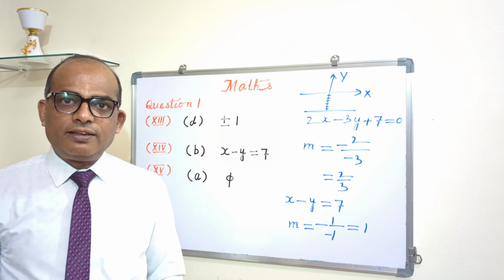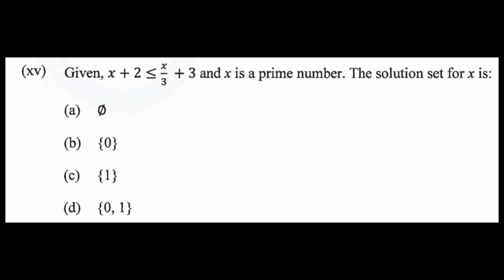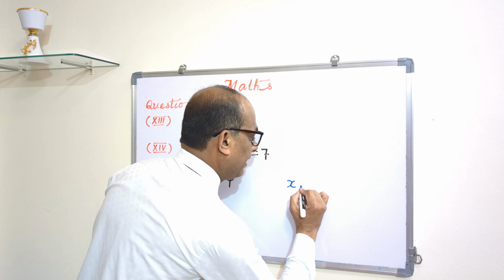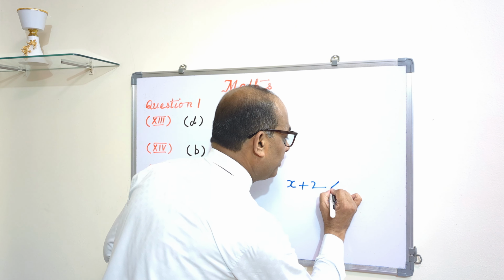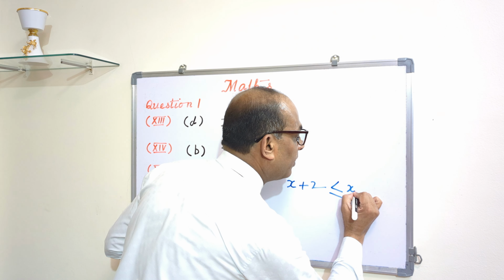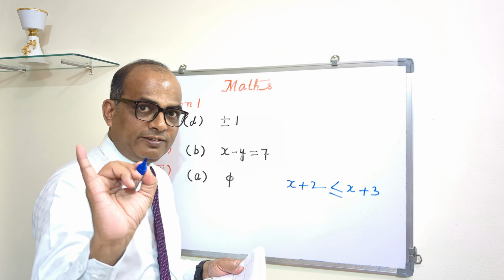Now the next question is the 15th sub question, and the question is, given x plus 2 is less than or equal to x upon 3 plus 3 and x is a prime number, the solution set for x is, 4 options are given and we have to find out which option is correct. X plus 2 is less than or equal to x upon 3 plus 3. X is a prime number. Please remember x is a prime number.